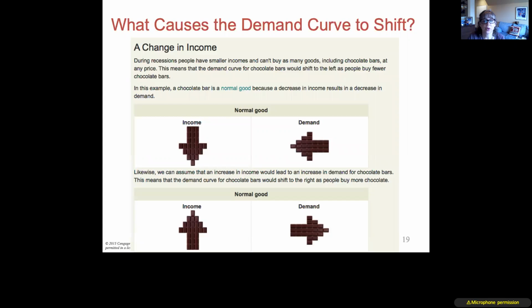So, the example of chocolate bars. During a recession, people are likely to have smaller incomes and can't buy as many goods. And that would include chocolate bars at any price. So what happens in that particular case is the demand for chocolate bars would shift to the left because people would buy less of them. People's incomes are less. It's a shift factor. It shifts the demand curve to the left. That makes chocolate bars a normal good. And that means that if there was an increase in income, it would likely shift to the right. Normal goods shift that way.